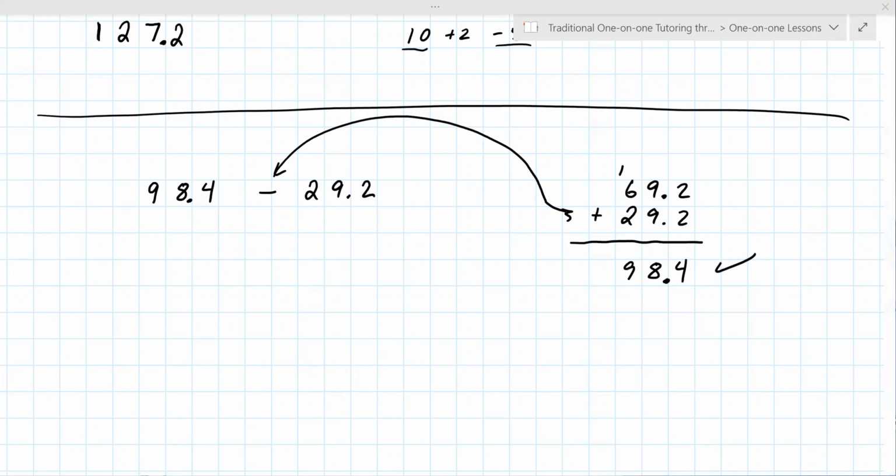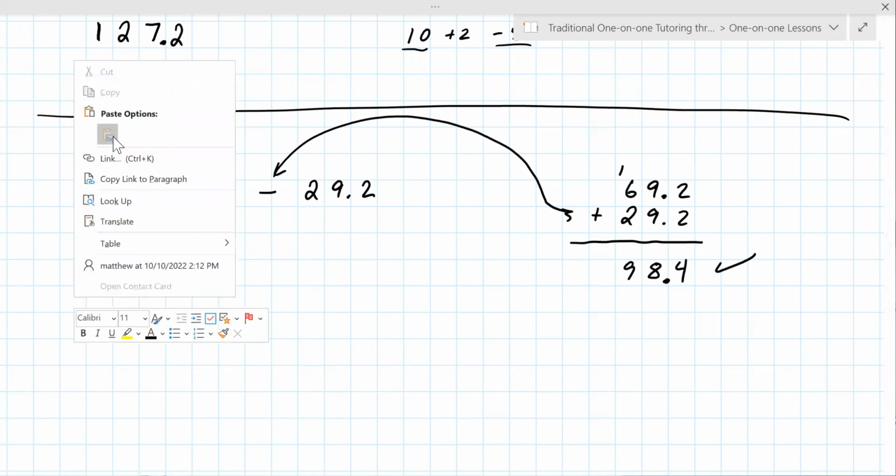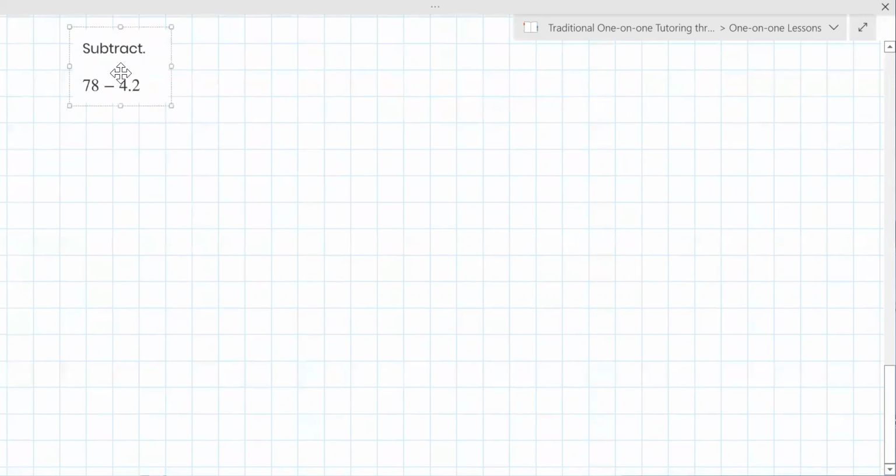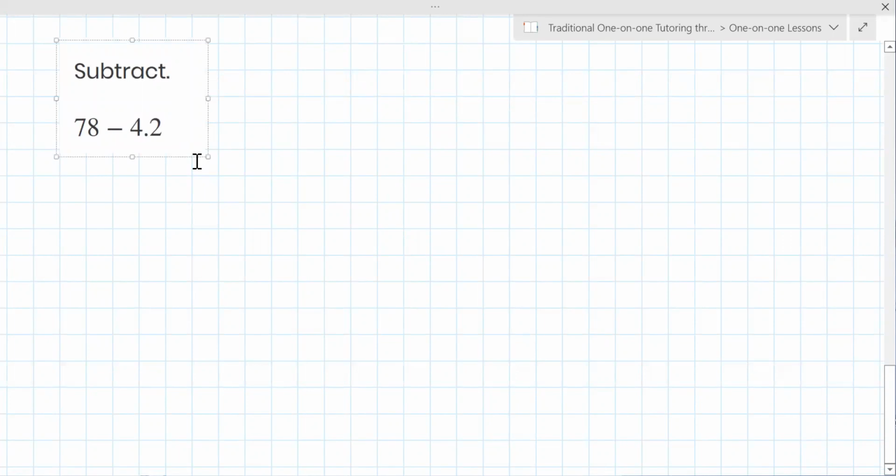Okay, so let's look at kind of a different problem. Let me paste this in here and we'll look at it together. So it says to subtract 78 minus 4.2. Where is the decimal? And I'm asking you, Zoe, where is the decimal in 78? Do you see a decimal? We can start with that. No, but there's one right there. It's just not written. Yes.